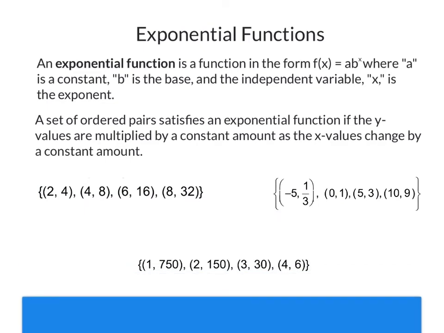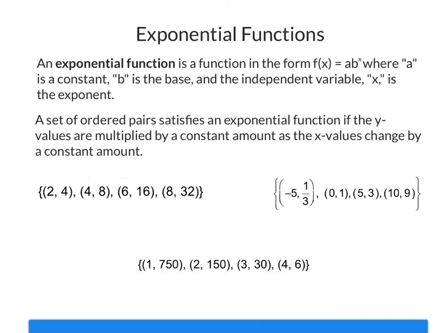Let's take a look at a few examples and determine if they are satisfied by an exponential function. Looking at my first set of ordered pairs, the x's are 2, 4, 6, and 8. The x's are going up by a constant amount of 2 each time. Looking at the y values, to get from 4 to 8, we multiply by 2. To get from 8 to 16, we again multiply by 2. To get from 16 to 32, we multiply by 2. Since my x's are going up by a constant amount and my y values are each being multiplied by a constant amount, this is an exponential function.